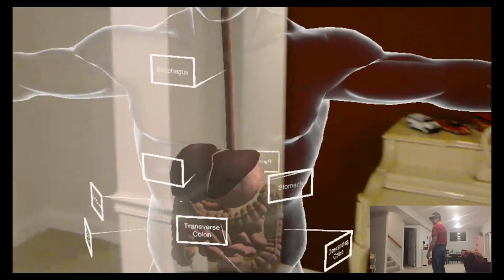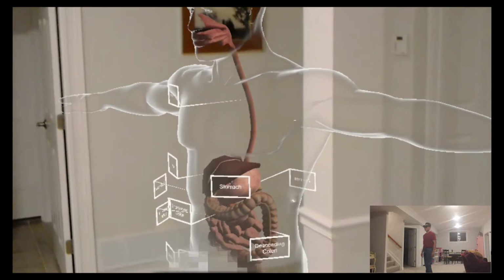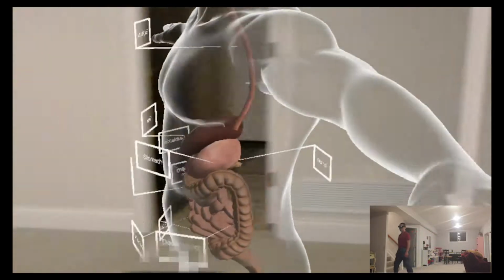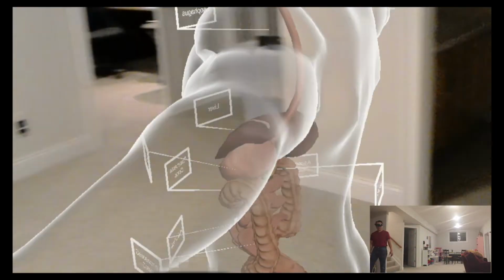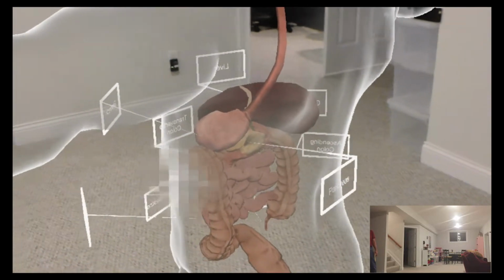Next. In gross anatomy, or even in a surgery, we are often limited to a front-facing view of these organs. With HoloLens, you can walk around the patient for a more comprehensive perspective. Notice how the best view of the pancreas may be from behind the patient model. Next.